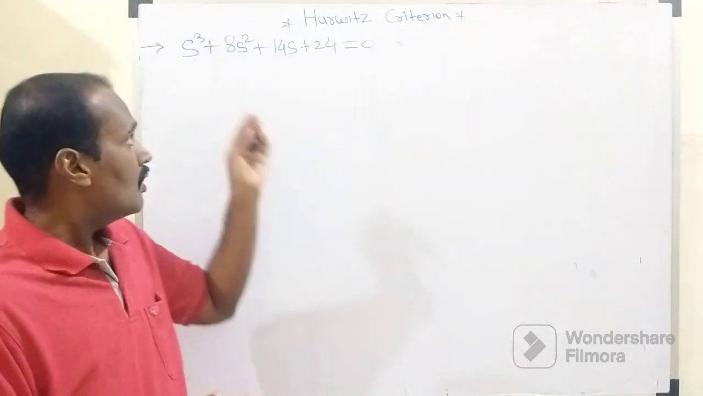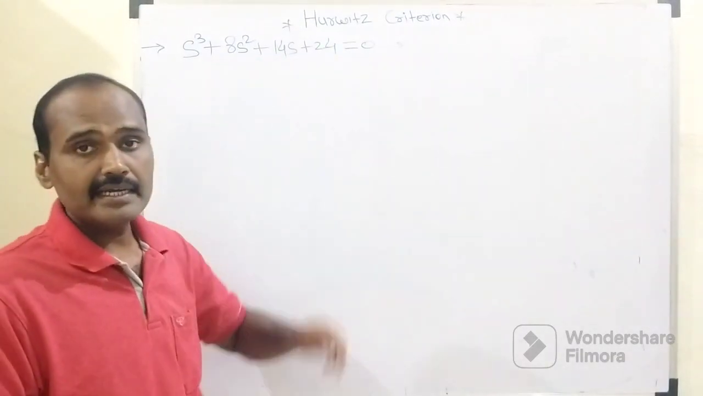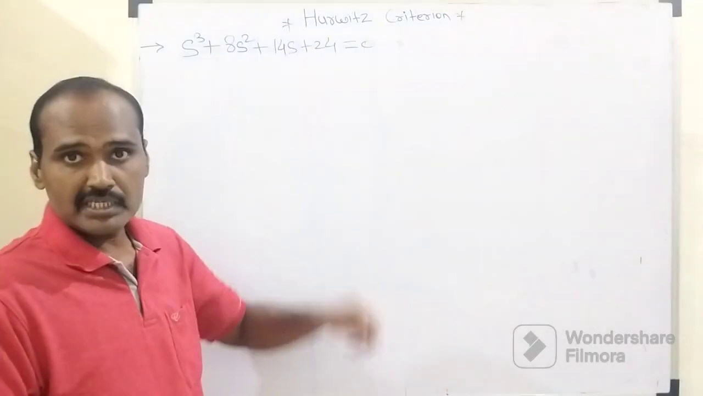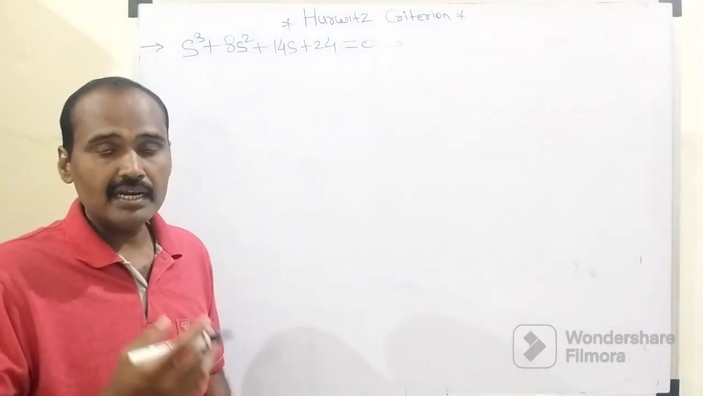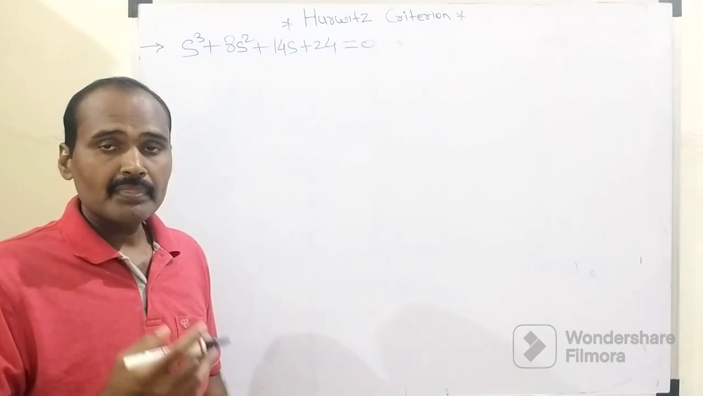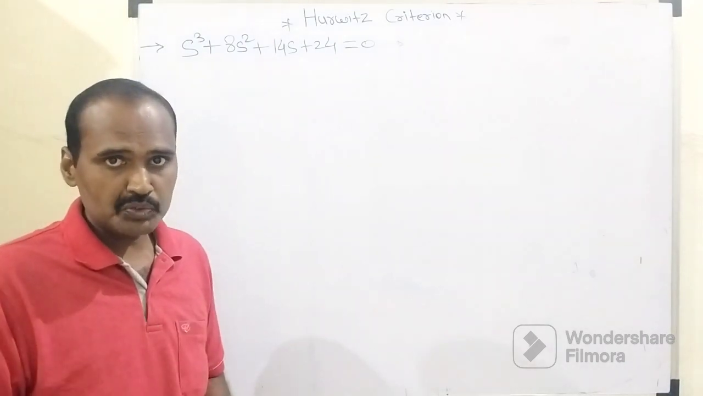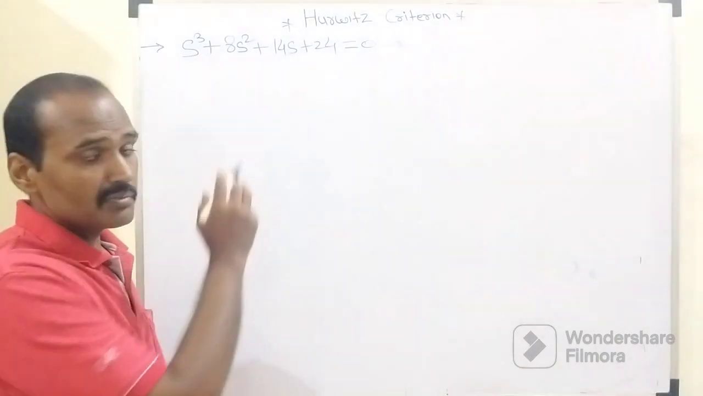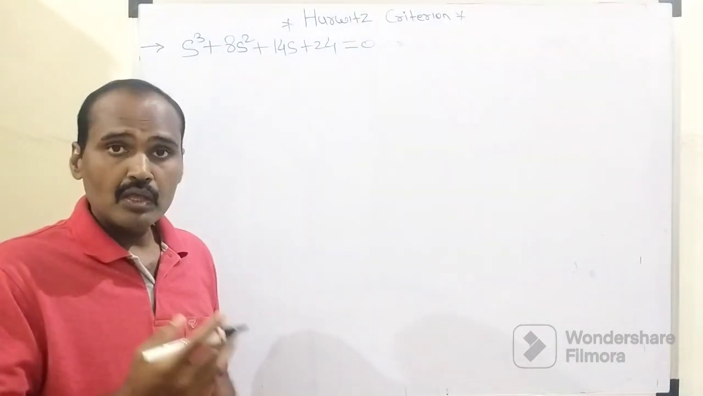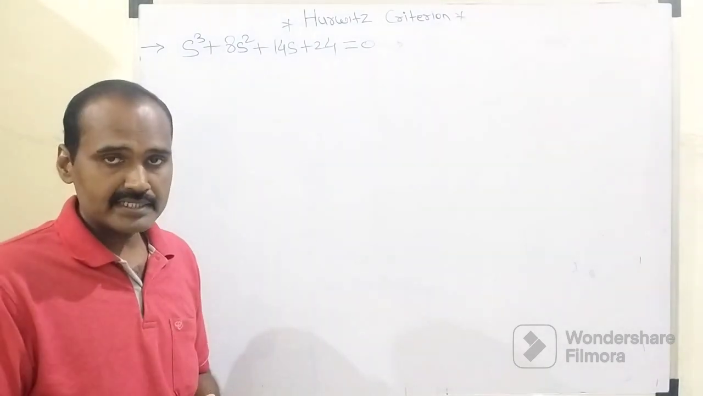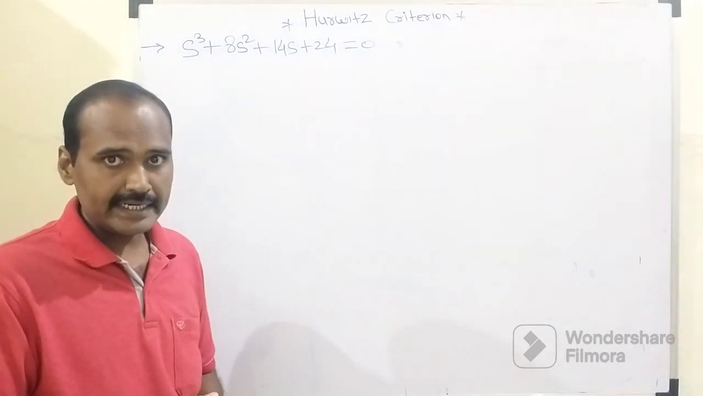First one is nothing but what? All the elements are arranged in descending order, like s raised to 3, s raised to 2, s raised to 1, s raised to 0. First condition is satisfied. Second condition says that all the coefficients of s will be either positive or negative. So here we are having all the positive coefficients of s. So second condition is also satisfied. Then already we had discussed the basics of this Hurwitz criteria.